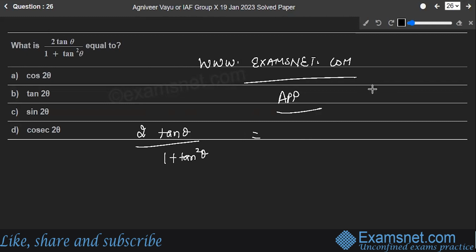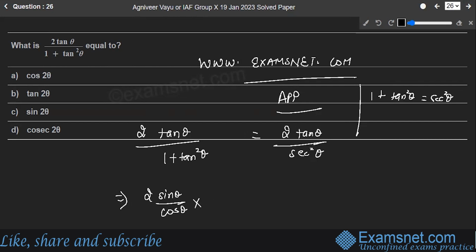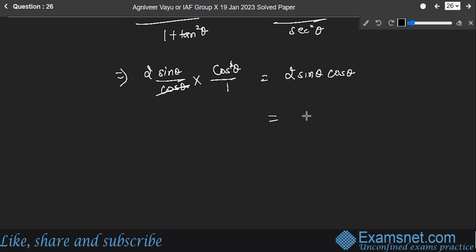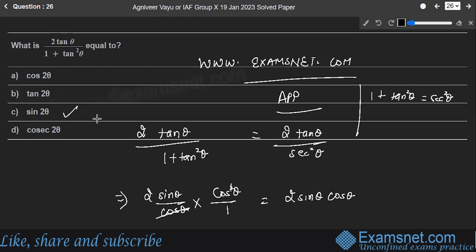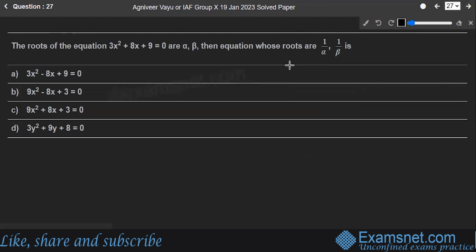So, one identity, 1 plus tangent square theta is equal to secant square theta. So this can be written as 2 tangent theta upon secant square theta, which is 2 sine theta upon cos theta into cos square theta upon 1. So this and this will cancel. You have 2 sine theta cos theta, which is equal to, this is the formula for sine 2 theta, right? So option C is your correct answer. Hope you understood this.